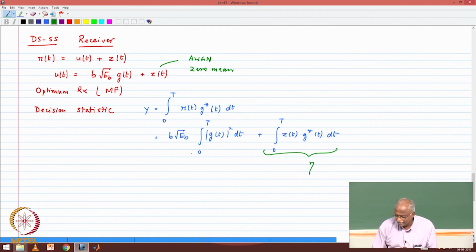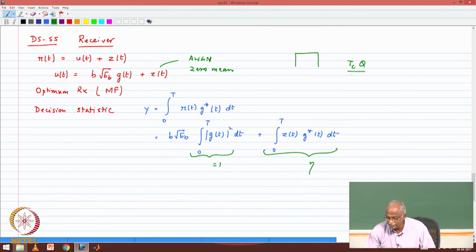Now, if I say that this integral is equal to 1, would you agree? It is 1 over root T, but there are Q of them. When I add all of them, each of these pulses contributes Tc. There are Q of them, so it becomes QTc divided by T, which is equal to 1. That's the relationship. So what we get at the output is b times root EB plus eta.